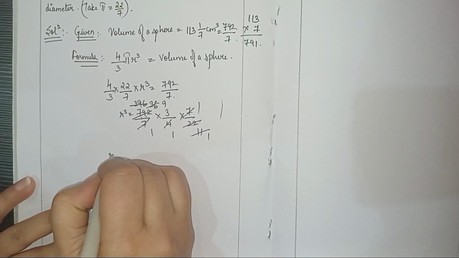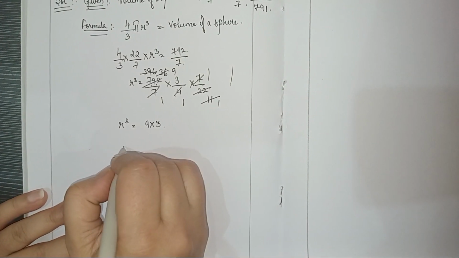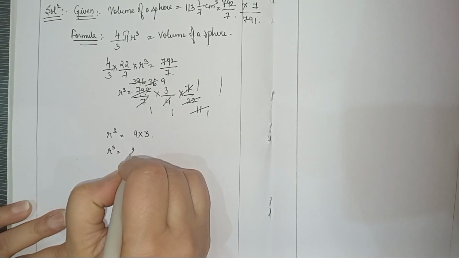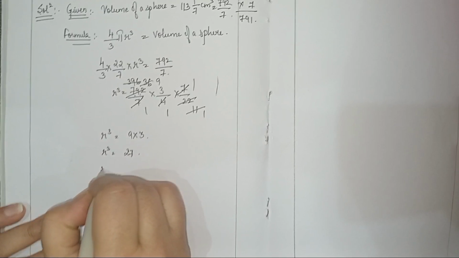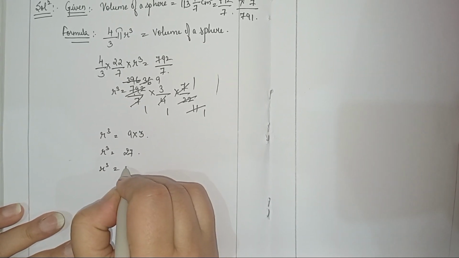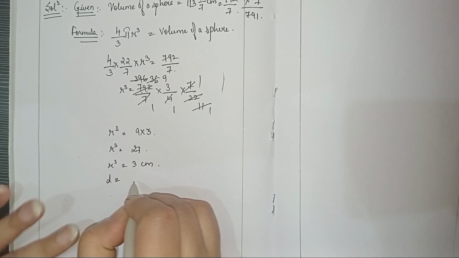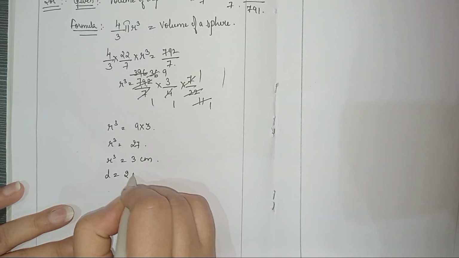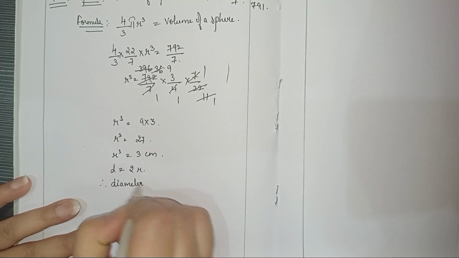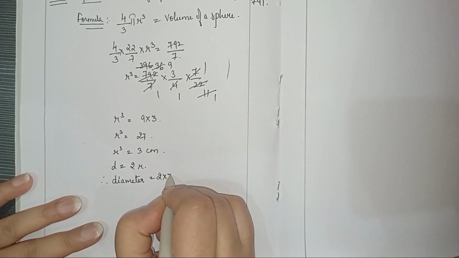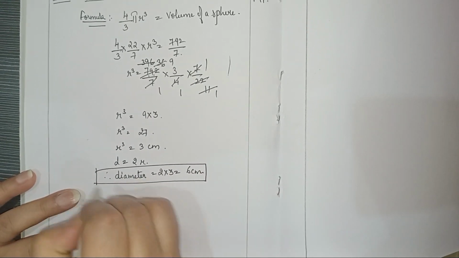Give you r cube is equal to 9 into 3. R cube is equal to 27. So r will be 3 centimeters. So diameter is equal to twice radius. Therefore diameter is equal to 2 into 3 is equal to 6 centimeter. This is your answer.